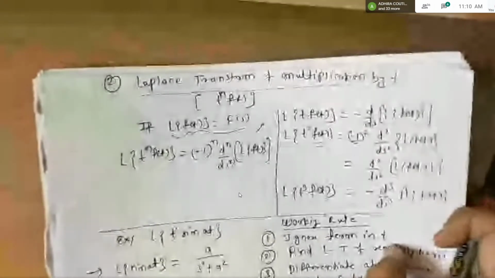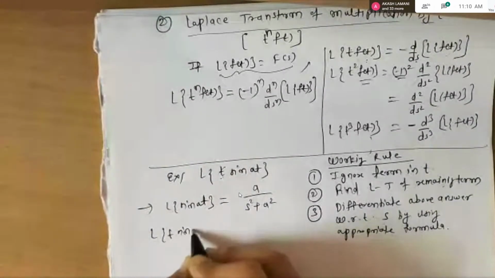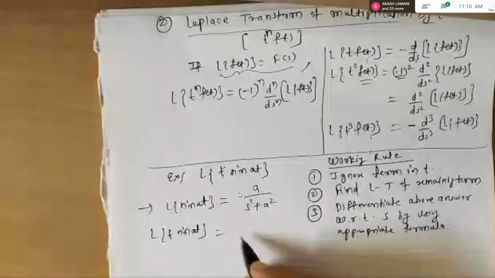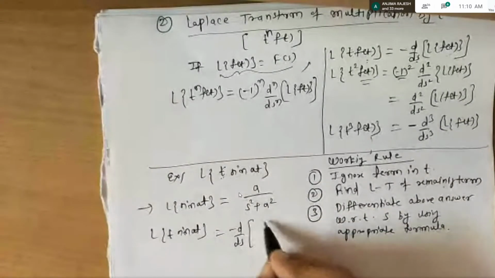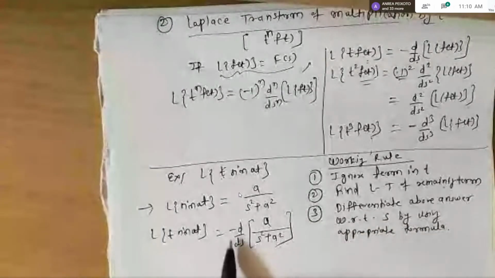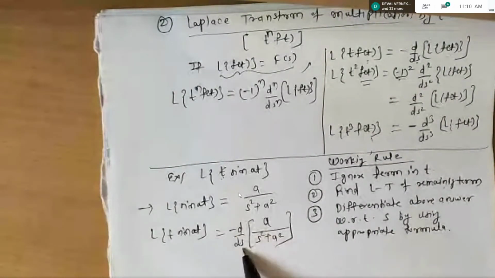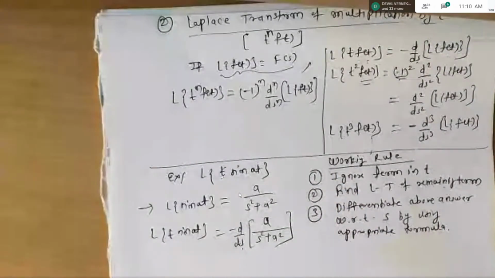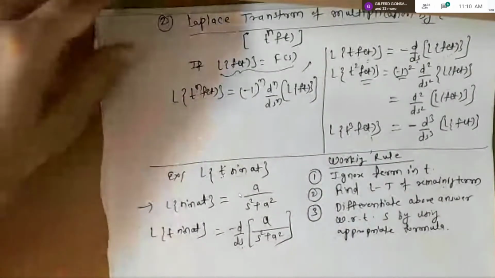So what we do here: Laplace of t into sin at. Now see, I am writing the full thing is equal to minus d by ds of the above answer. Above answer is what? A upon s square plus a square. Why minus sign? Because it is t to the power 1, so minus 1 raised to 1 is minus 1. Why first order derivative? Because it is t. It is not t square, t cube or something else. So first order derivative of the above answer with minus sign. Okay, students?